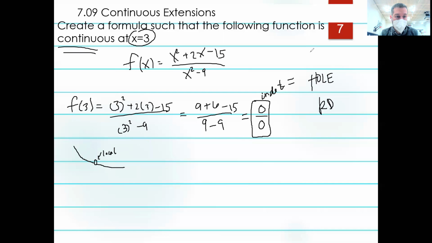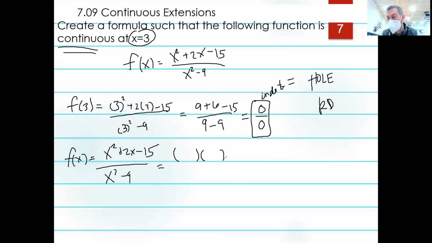So you may hear some noise behind me. I'm sorry. So let's actually find the location. Remember how we find the location of these holes? We actually factor them. So we've got (x squared plus 2x minus 15) over (x squared minus 9). And if we factor the top, I'm thinking of factors of 15. I got 1 and 15, 3 and 5. That's it. 3 and 5 will give me 2.